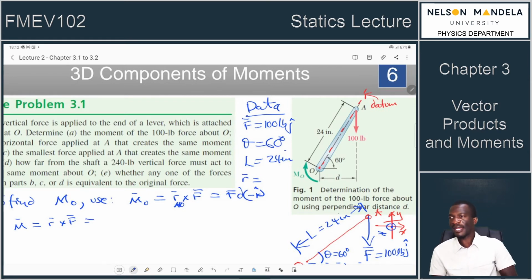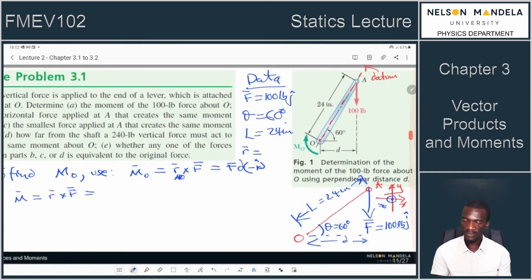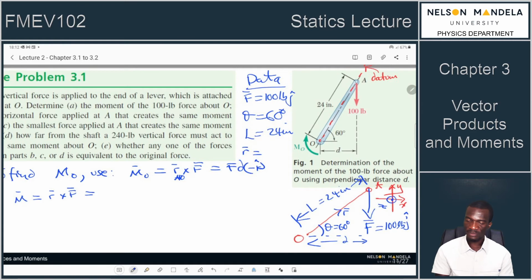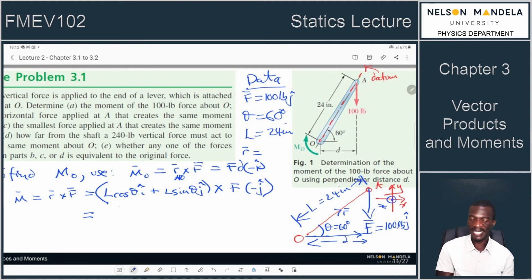So R cross F. What is my R of A relative to O? This is my R vector. A relative to O is this horizontal component plus that vertical component. We are used to this now, so I will just say it's an L cos theta in the I plus an L sine theta in the J. This is the R, crossed with our F in the minus J. So in symbols, we write L cos theta multiplied by F, and then the vectors that will multiply are I cross a negative J.